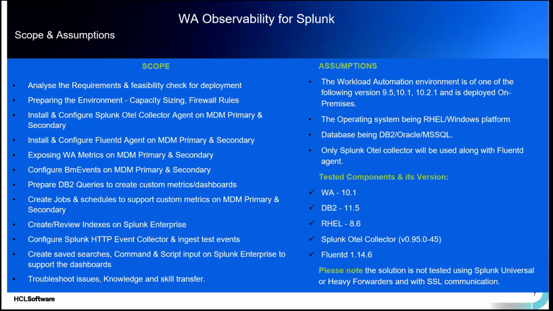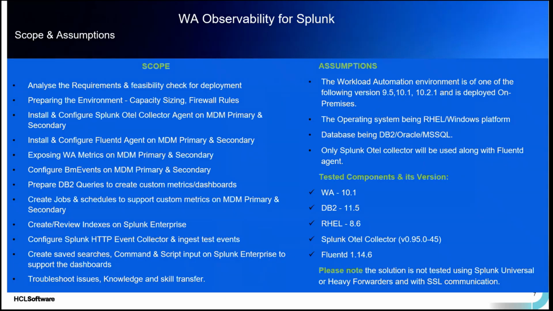So workload automation being version 10.1, DB2 11.5, RHEL 8.6, with the Splunk OTL collector version and the Fluentd version. Please note, we have not tested this solution using the Splunk Universal or the Heavy Forwarder agents, and also we have not enabled SSL communication between the components. So these are the assumptions.